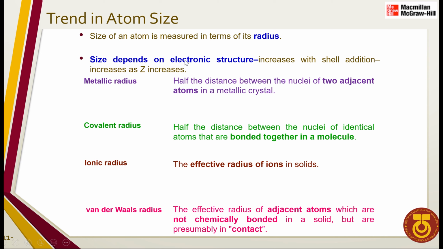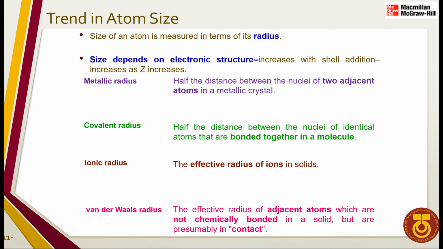If you have a higher electronic structure, that means you have shell addition. Please remember I just mentioned shell and subshell. If you have an increase in shell number, that is as a result of Z, the atomic number, increasing. When the shell number increases, the size or the radius of the atom also increases.